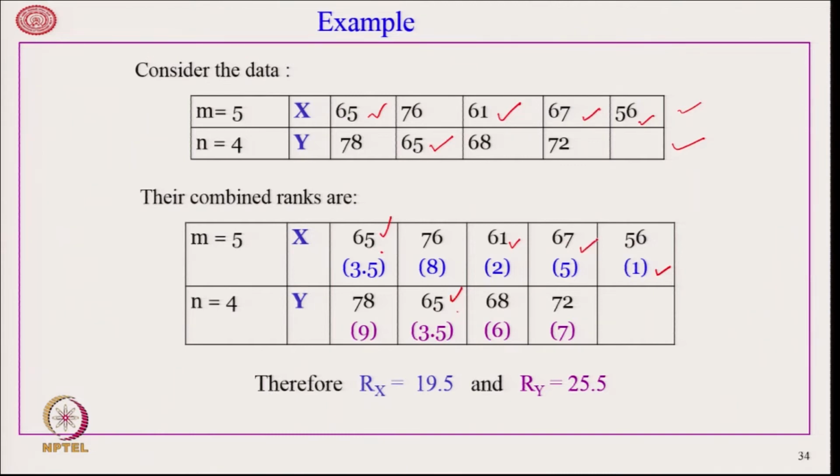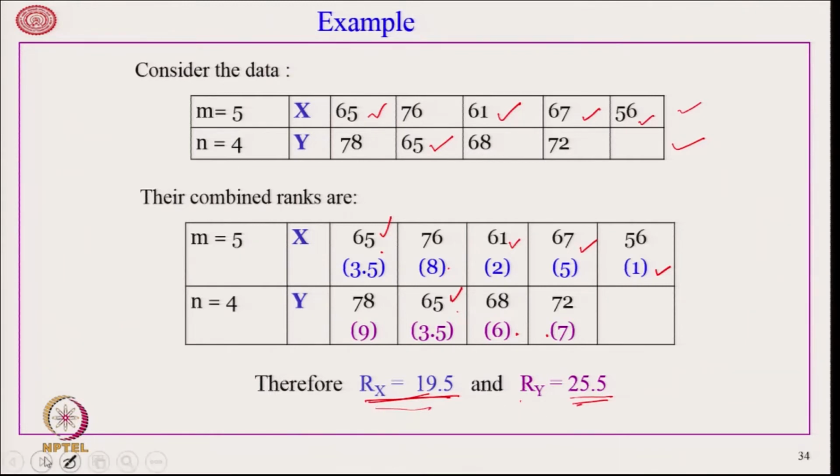So, that gets the rank 5, and in a similar way we give ranks 6, 7, 8 and 9. Therefore, R x, which are the blue ones, is the sum of these ranks, which is 5 plus 6 is 11, plus 8 is 19... plus 8 is 16, plus 3.5, that is 19.5, and R y is therefore going to be 7 plus 6 is 13, plus 9 is 22, plus 3.5 is equal to 25.5. Therefore, from this given observation we calculate R x and R y.